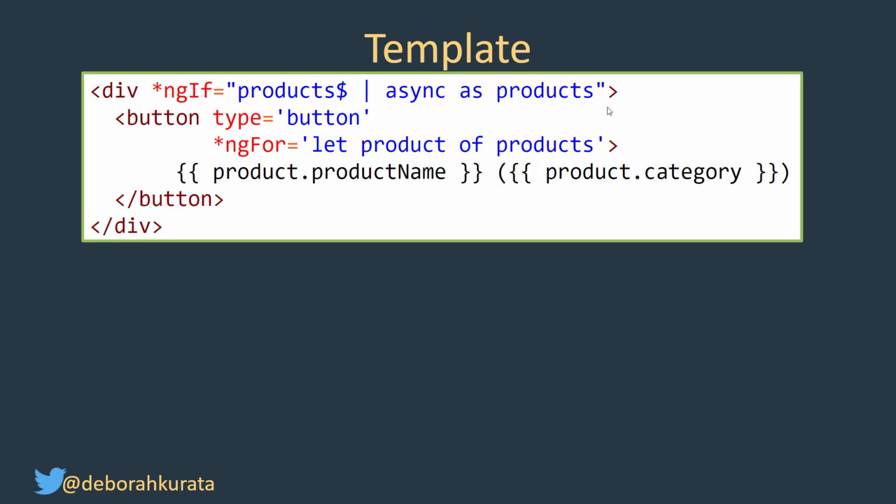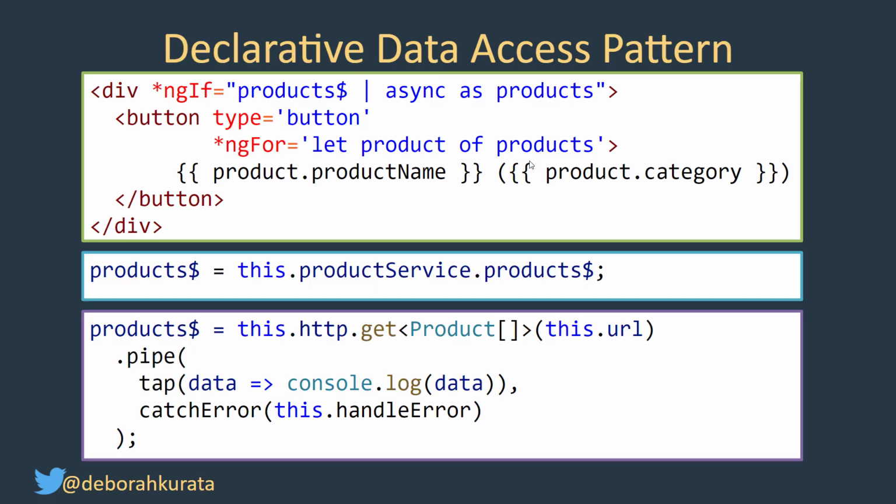What the as does is anytime products$ emits, it will emit into that variable so that we can then use it. So let product of products, we can then use that products variable that it emitted that array of products into. Are we good? Okay, so what we've just done is talk through the declarative data access pattern. So we have our products in our service, our products$ also in our component that simply references the one in the service, and our async pipe in our template. And that is our first pattern.